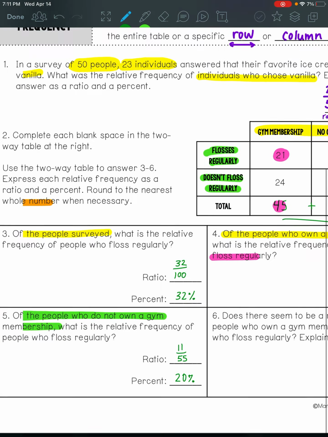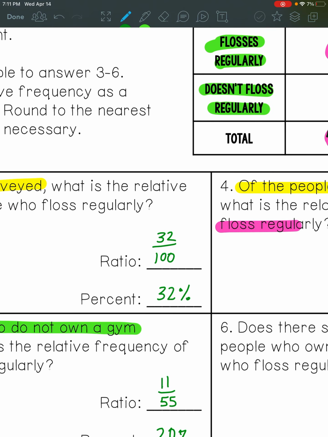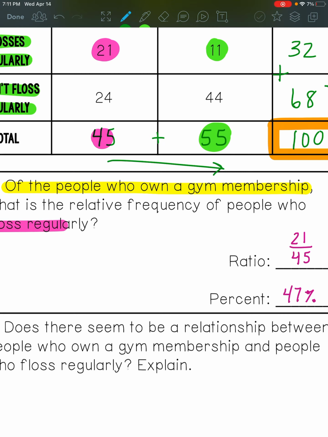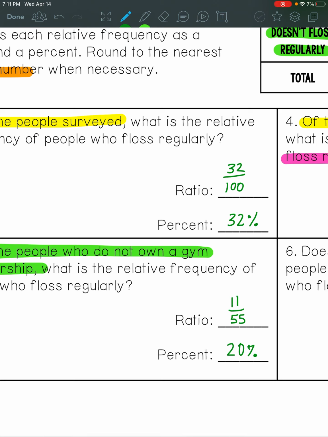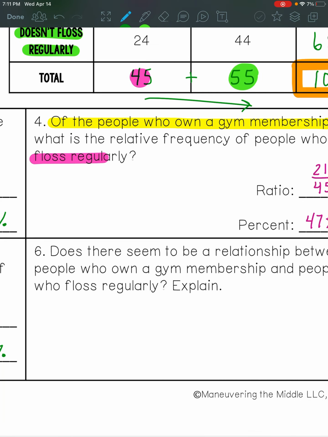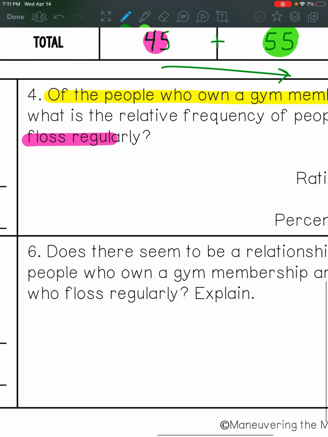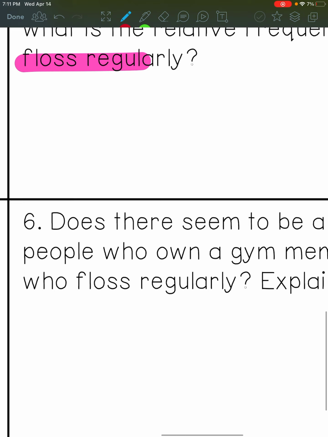So now we have kind of looked at overall, out of everybody in the survey, 32% of them floss regularly. Over here, we looked at just the people who own a gym membership. So the people who own a gym membership floss regularly 47%. And then here, people who do not have a gym membership, 20% of them floss. So this last question, does there seem to be a relationship between people who own a gym membership and people who floss regularly? Well, we definitely had a higher percentage of those people who owned the gym membership. So I do see a relationship here.